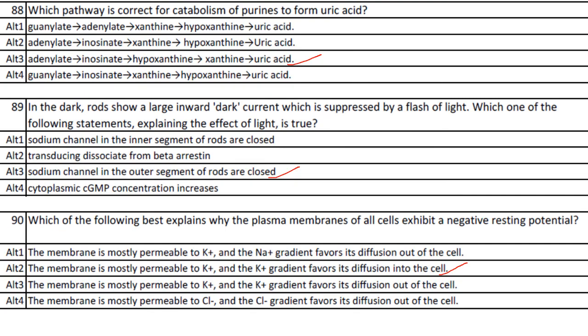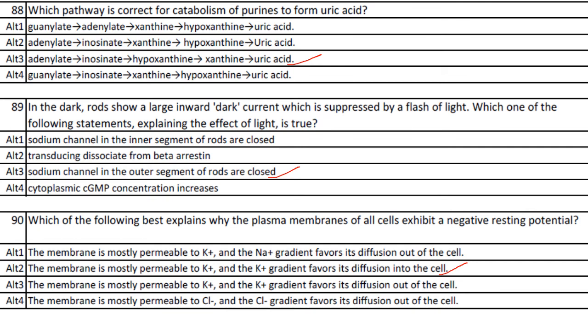Then next one, which pathway is correct for catabolism of purines to form uric acid? So it is adenylate, inosinate, hypoxanthine, xanthine and then uric acid. So the answer is option 3 or alternative 3. Then next one, in the dark, rods show a large inward dark current which is suppressed by a flash of light. Which one of the following statements explaining the effect of light is true? So out of these, the third option, that is sodium channels in the outer segment of rods are closed. That is true.